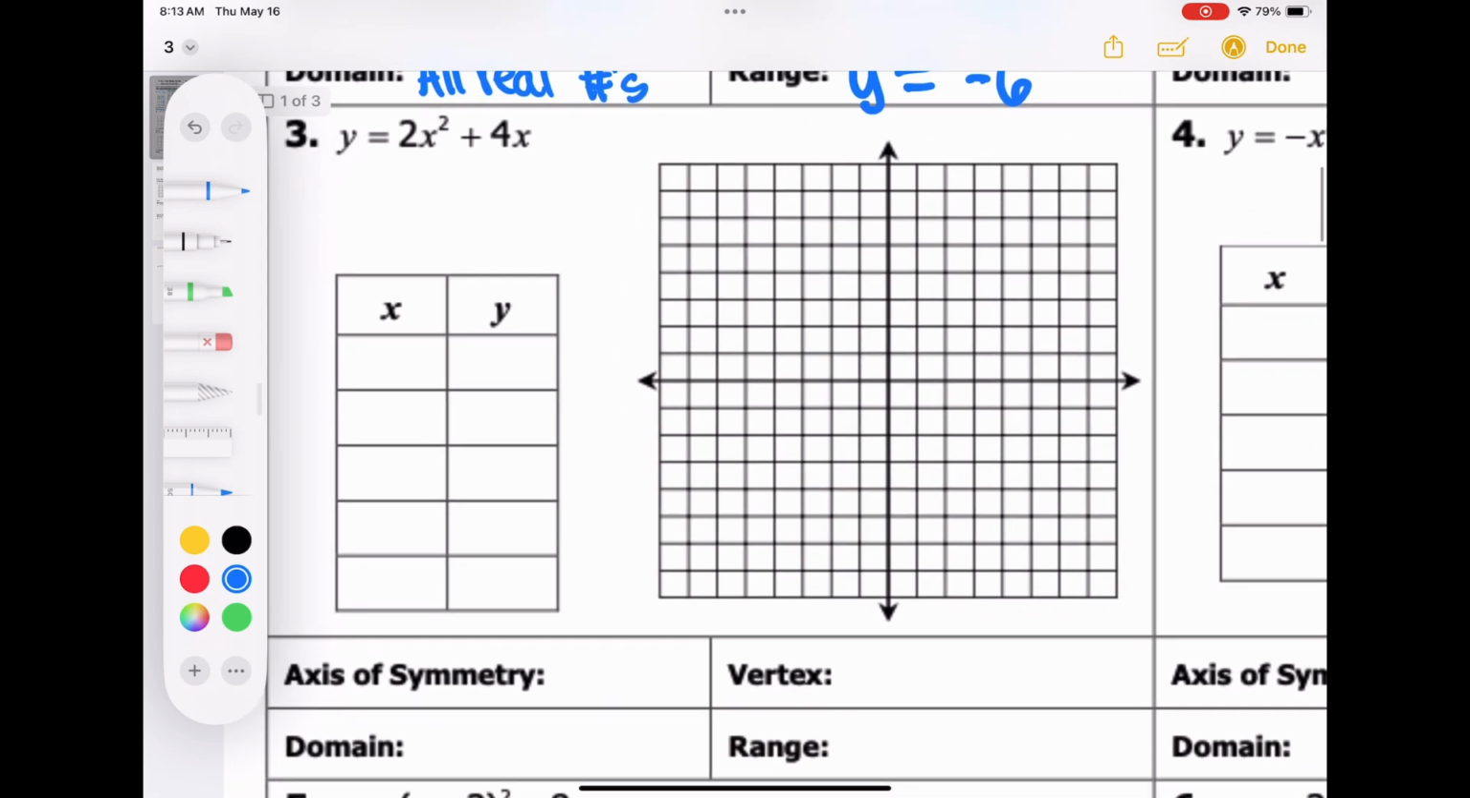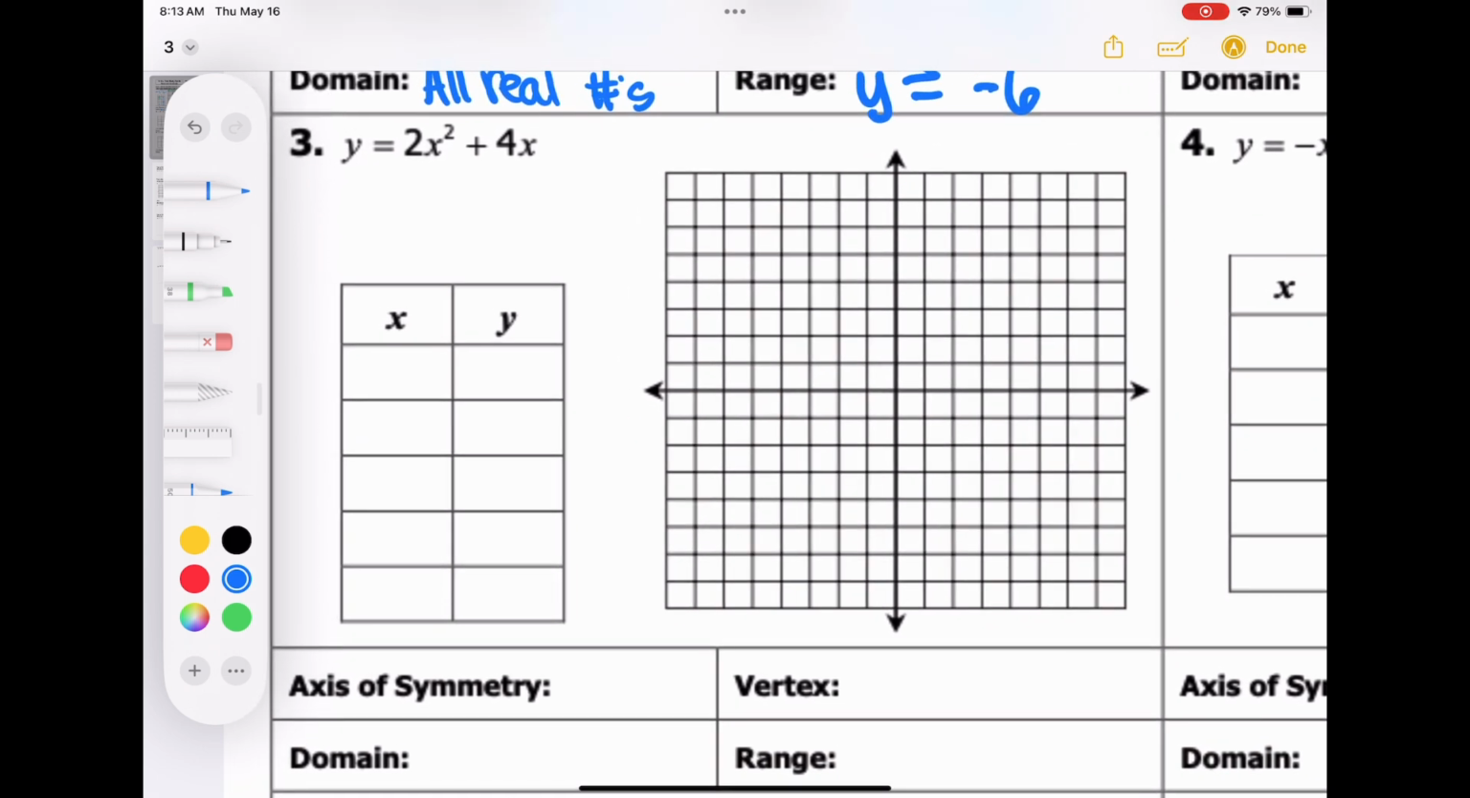Let's look at number 2, or number 3. We have y equals 2x squared plus 4x. So I need to find my axis of symmetry, negative b over 2a, which is going to be negative 4 over 2 times 2. And when I type that in my calculator, that's going to give me a negative 1. So my axis of symmetry is x equals negative 1.